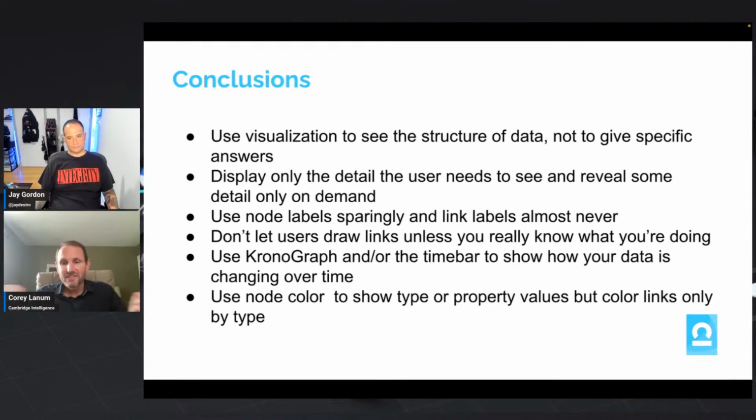I tend not to use scalars on color, where the redder something is, the higher value it has for that property, because it's really difficult for the user to understand that, and also to visually intuit which link or which node is redder than the other one, for example. So you can do that, but I tend to shy away from it.